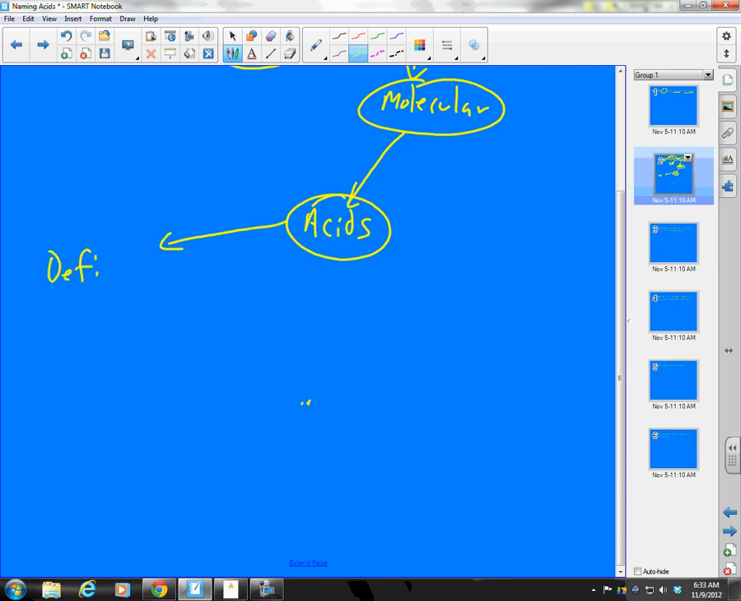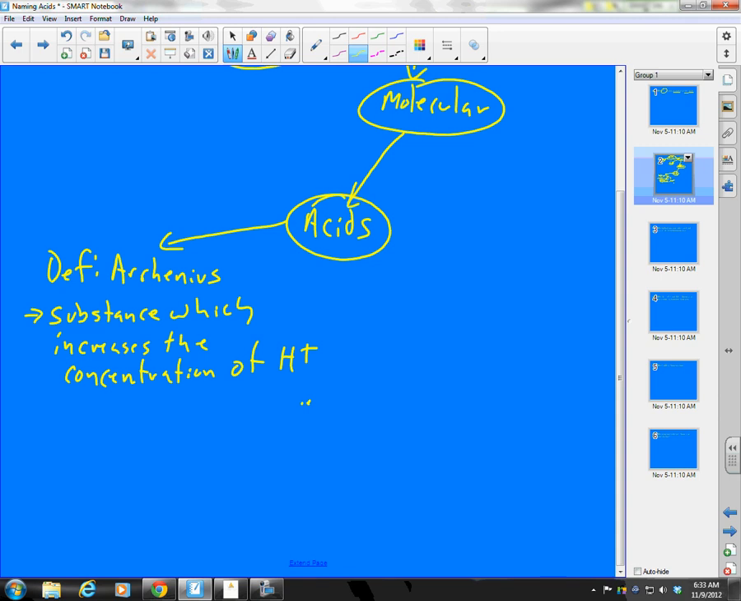Well, there are several definitions, and we want to learn the Arrhenius definition. Later in your life, you'll learn about the Lowry-Bronsted and the Lewis definition, but we only care about the Arrhenius. Here's what the Arrhenius definition is. An acid is a substance which increases the concentration of H plus when dissolved in water.